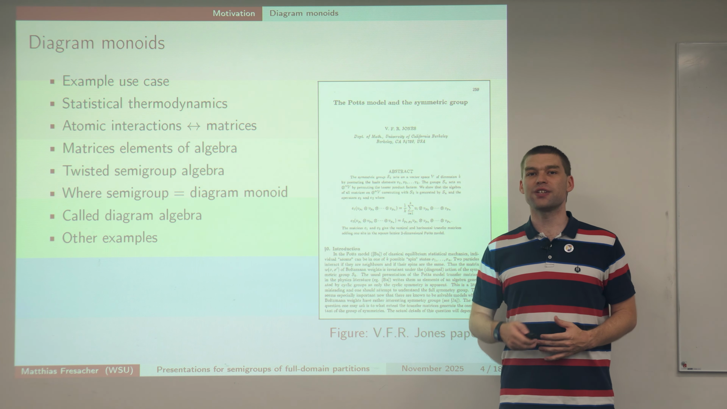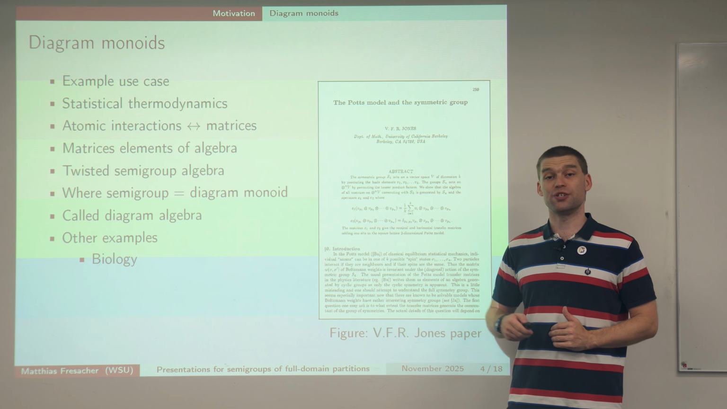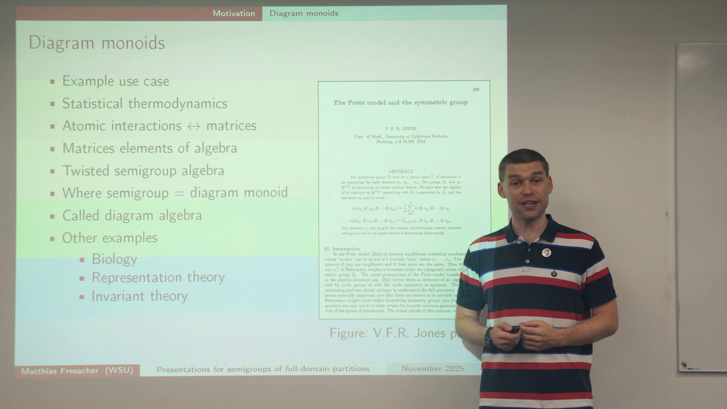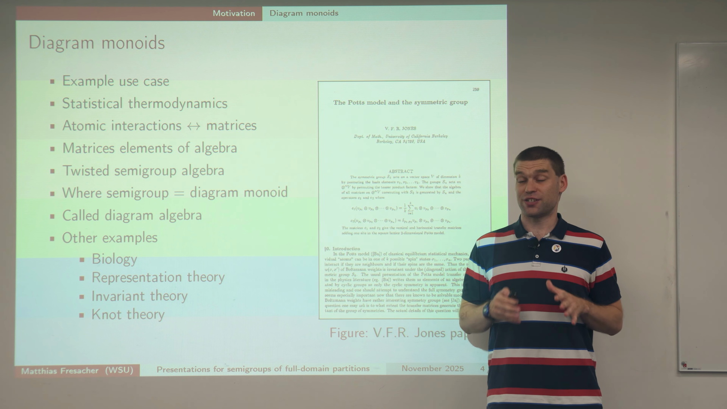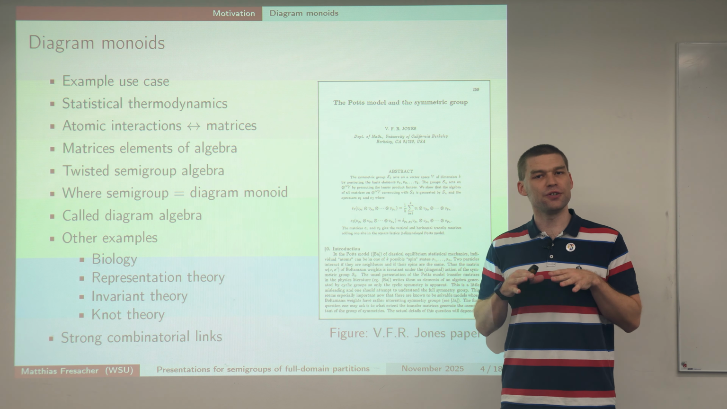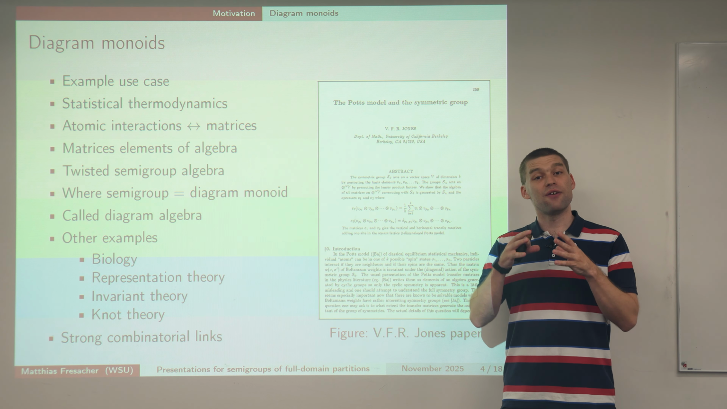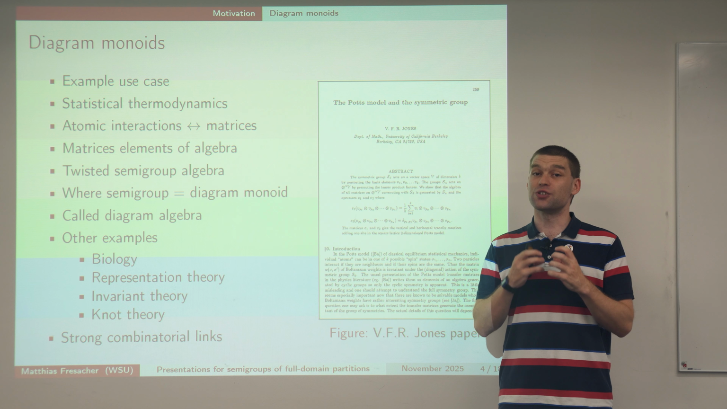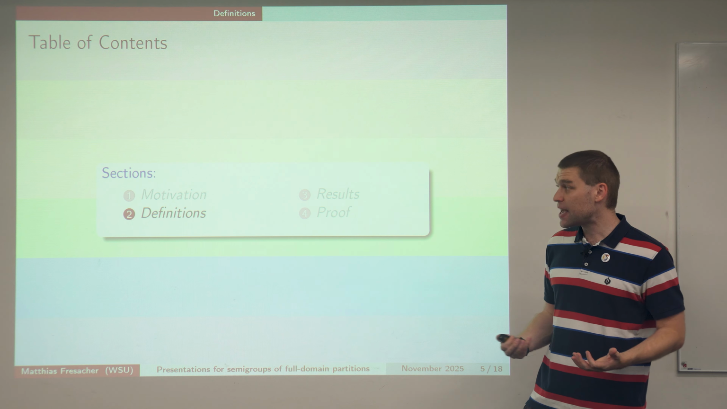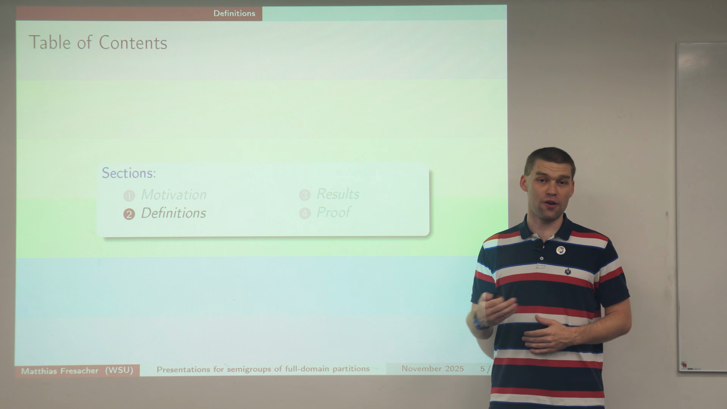And this is not the only use case. There are other examples in fields such as biology, representation theory, invariant theory, knot theory, just to name a few. And obviously, importantly for this conference, the diagram monoids also have very strong combinatorial structures and links within themselves. So now let's get into the more formal definitions of our objects.